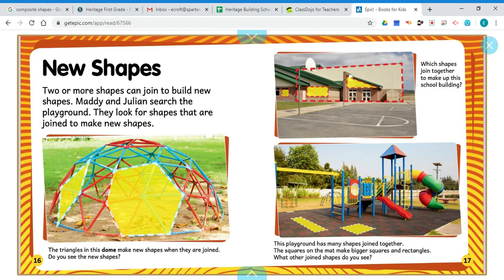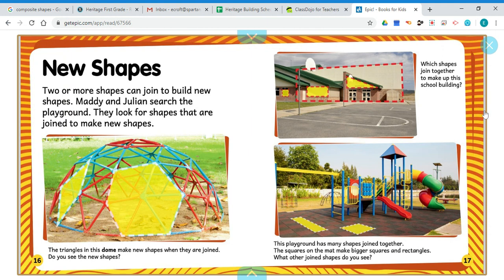New shapes. Two or more shapes can join to build new shapes. Maddie and Julian search the playground. They look for shapes that are joined to make new shapes. And you see here on their jungle gym, it's got triangles, but also when those triangles are put together, there are 6 of them to make a hexagon. And you can kind of see the shapes on the building here. The roof is in a triangle shape. The windows are rectangles or squares.